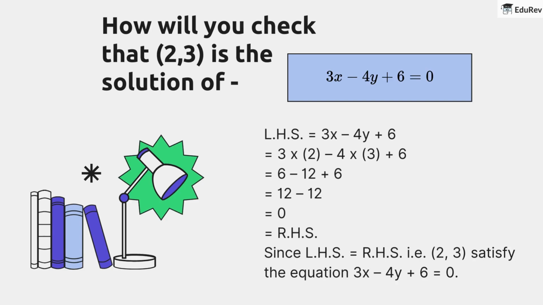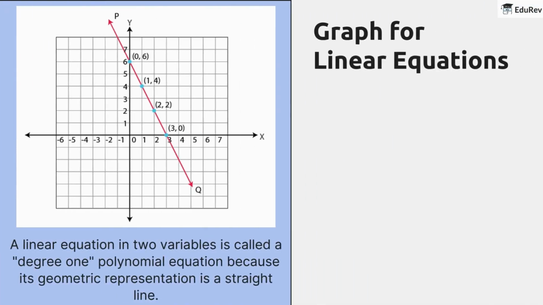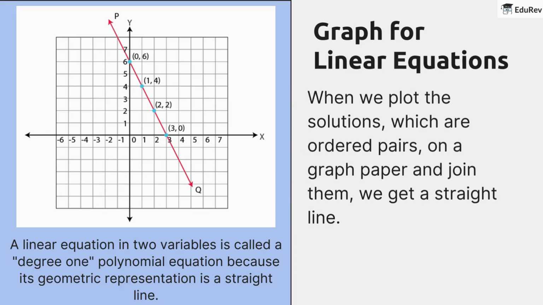A linear equation in two variables is called a degree 1 polynomial equation because its geometric representation is a straight line. When we plot the solutions, which are ordered pairs, on a graph paper and join them, we get a straight line. Using an example, next we will see the steps to plot a graph of a linear equation.